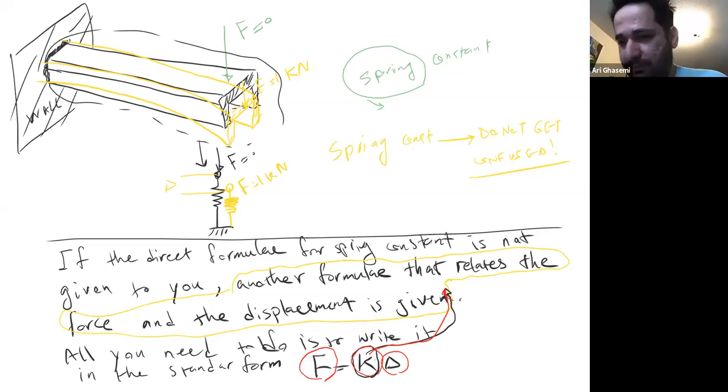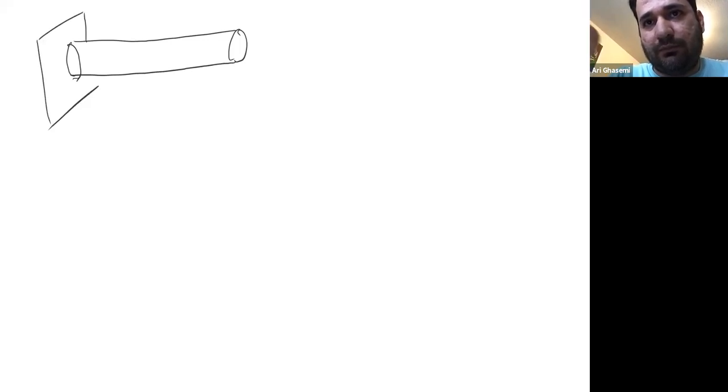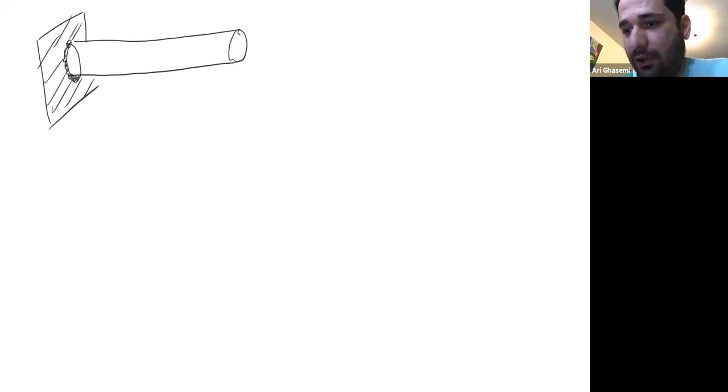All right, example. Another slide. Let's go back to this bar and fix this end to the wall. Put some welding here, and let's apply force F here. Then one of the tasks, before you actually start writing your report, is to find the formula for the spring constant.